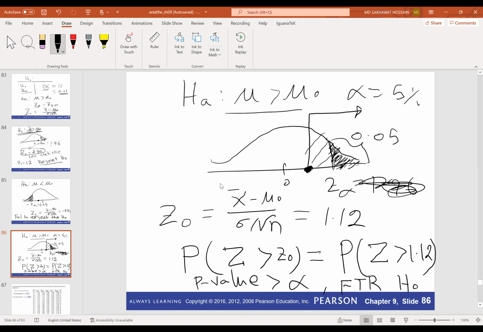And if the p-value is less than alpha, for example, if it is a right tail test and this is z alpha, and our test statistics is somewhere here, if this is our z observed, then the p-value will be this area, which is less than the area of the rejection region, right? So in this case we reject the null. When the p-value is less than alpha, we reject the null hypothesis. And if the p-value is greater than alpha, we fail to reject the null hypothesis.